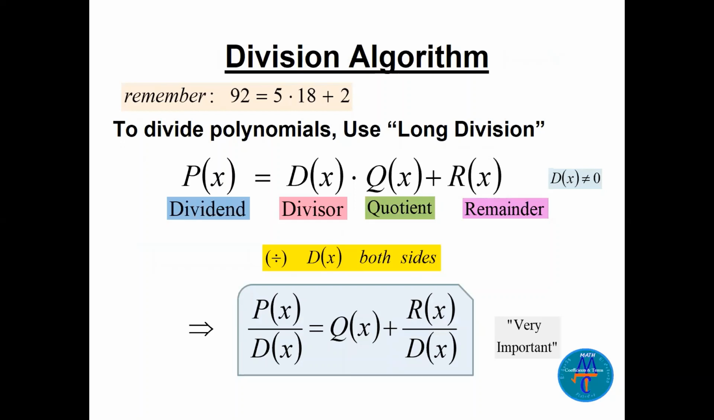Now, the division algorithm. Remember the example we had, 92 is equal to 5 times 18 plus 2. 92 we can just replace by a function p of x, which we call the dividend, as we said. 5 is d of x, the divisor. It's a function in x. 18 is q of x, which is the quotient, plus r, which is the remainder. Now, if you divide by d of x, the divisor, we get p of x divided by d of x is equal to the quotient, that's the answer there, plus the remainder over the divisor. You can use this rule here.